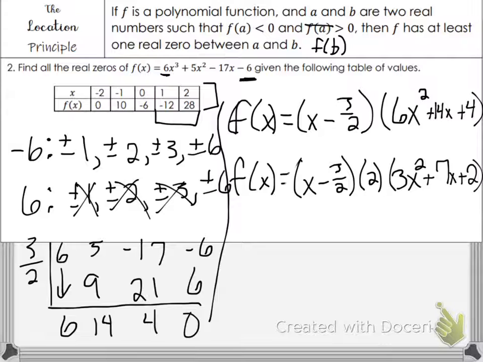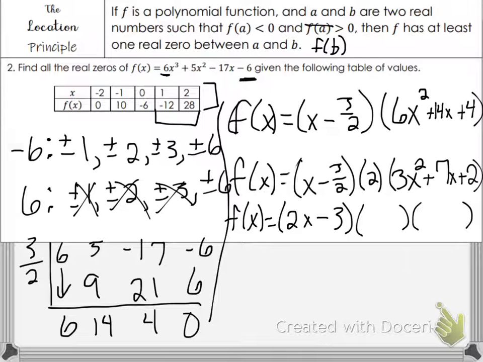And to clean the left part up a little bit, I'm just going to distribute my 2 through this set of parentheses. Everyone okay if I do that? What's 2 times x? 2x. 2 times negative 3 halves. Is it negative 1 or 2? Both the 2's reduced to 1. What's 3 times 1? 3. So we're saying 3x squared plus 7x plus 2 could probably be factored further. So we're probably going to have 2 sets of parentheses here.